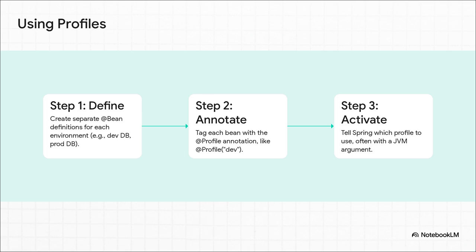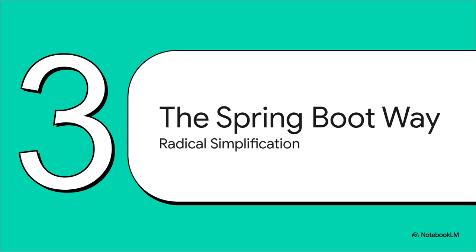And getting started with profiles is actually a super simple 3-step process. First, you just create your different beans. So you'll have one for your local dev database, another for the production one. Step 2, you just slap that @Profile annotation on each one. So @Profile("dev") on one, @Profile("prod") on the other. And finally, step 3, you just tell Spring which profile to use when you launch the app. It's usually just a simple little argument when you run it. That's it.